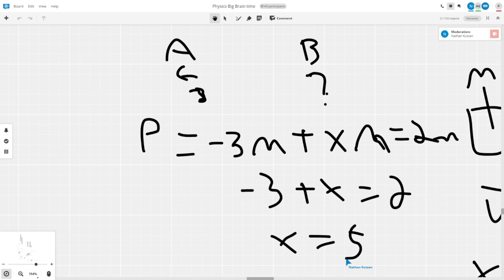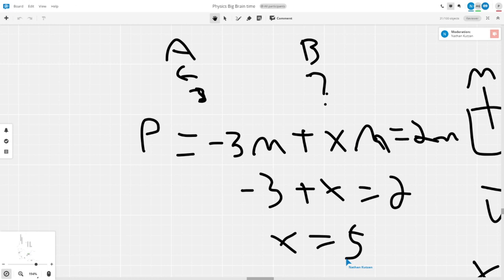I did it totally differently. What did you do? How'd you do it? m1 v1 plus m2 v2 equals m1 v3 plus m2 v4. I factor out m, and then I just get velocity 3 in and out.